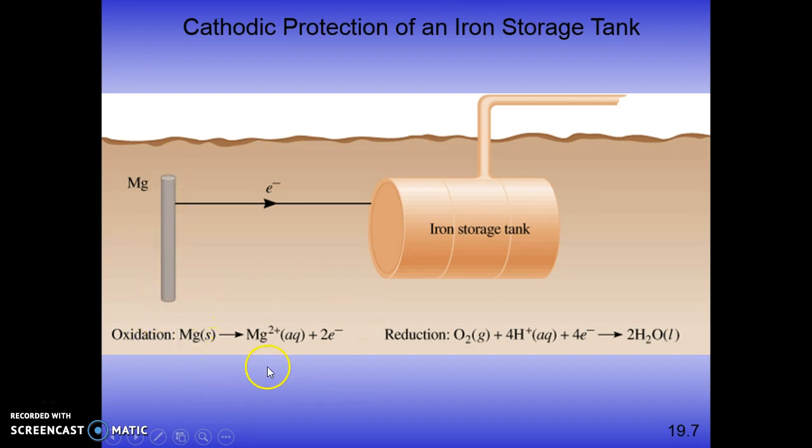Magnesium wants to undergo this reaction much more readily than the iron of the storage tank does, or than the steel of the bottom of the boat does. So these sacrificial electrodes are designed to prevent corrosion of the surface.